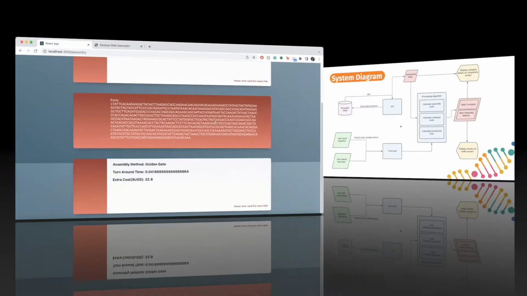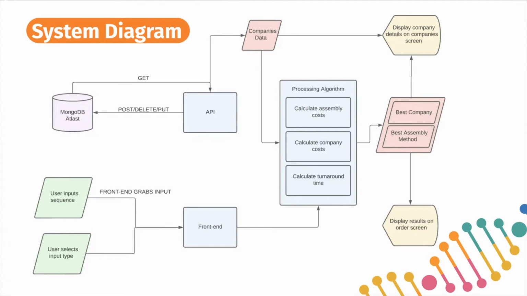Our API is written in Django in the language of Python, which connects to the MongoDB Atlas database. We utilize the four basic functions of the request, which is get, post, delete, and put. For us, we will grab the company data using one of these requests, which will grab all the company data in a database, while also grabbing the user input sequence and the user input type from the front end.